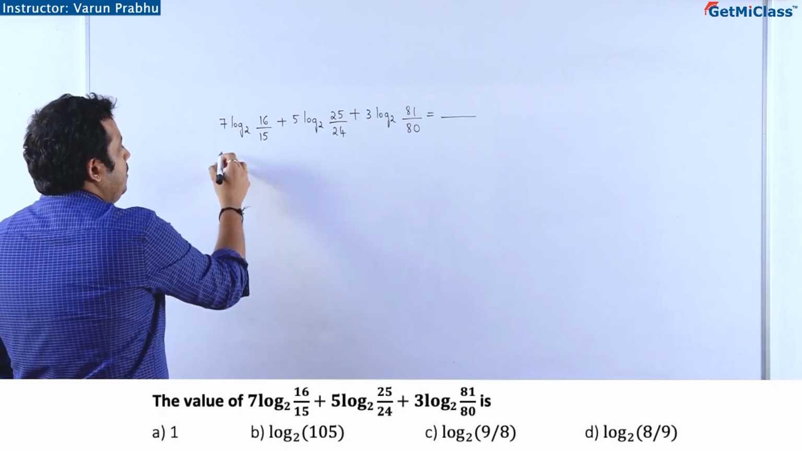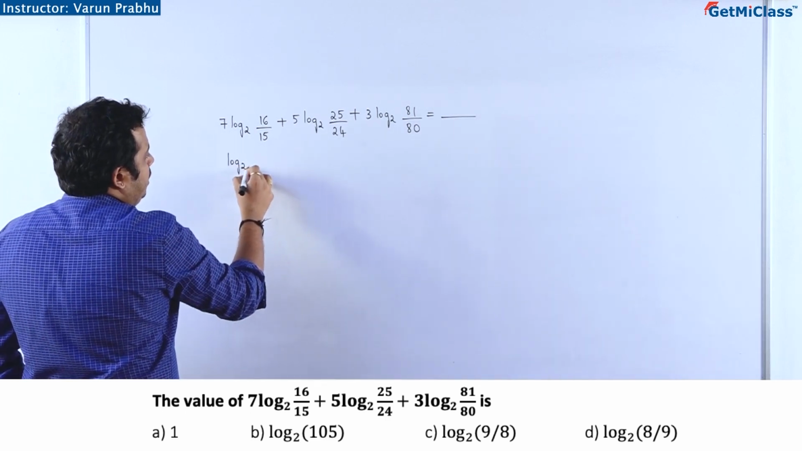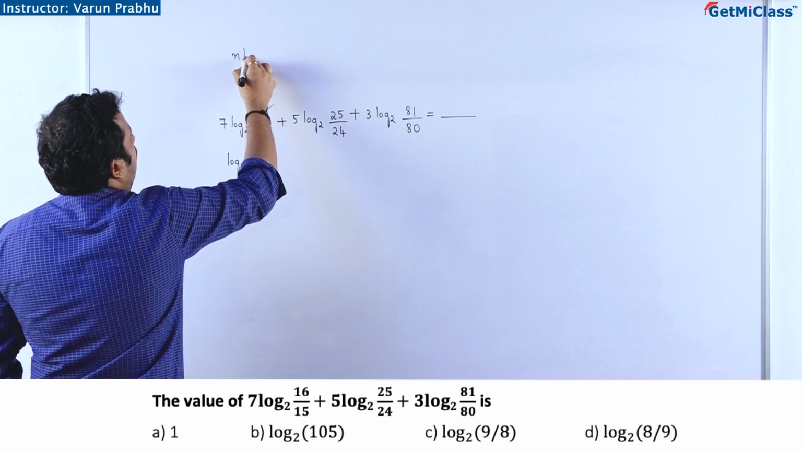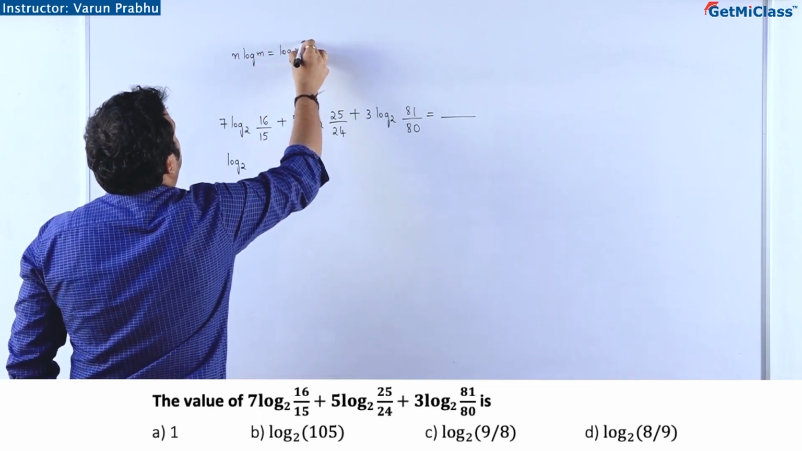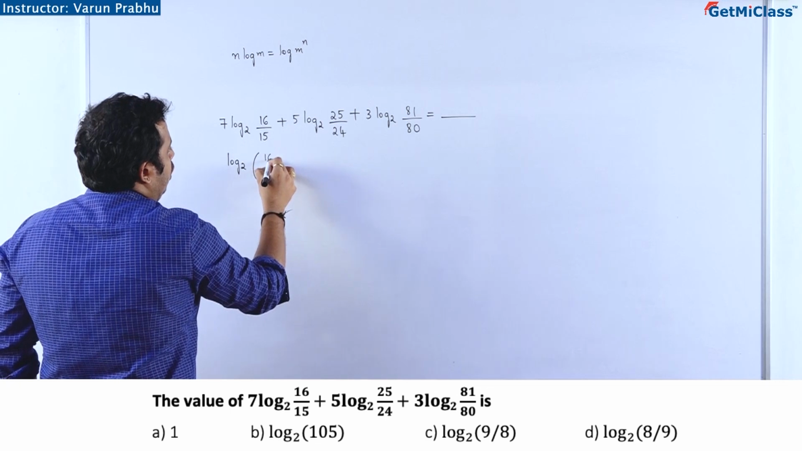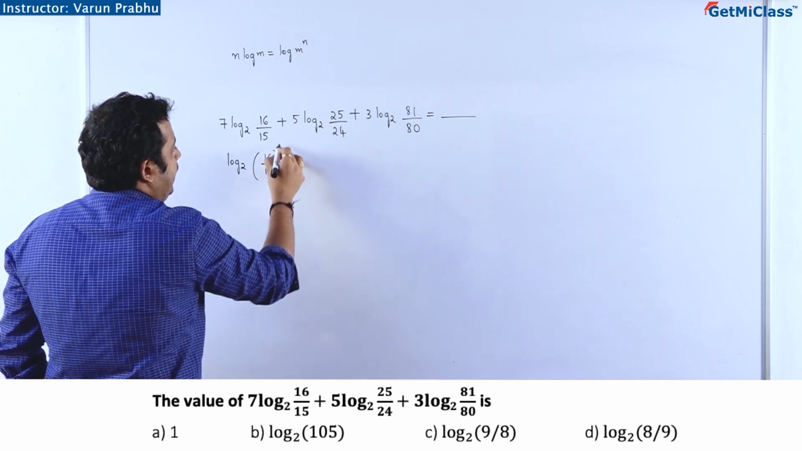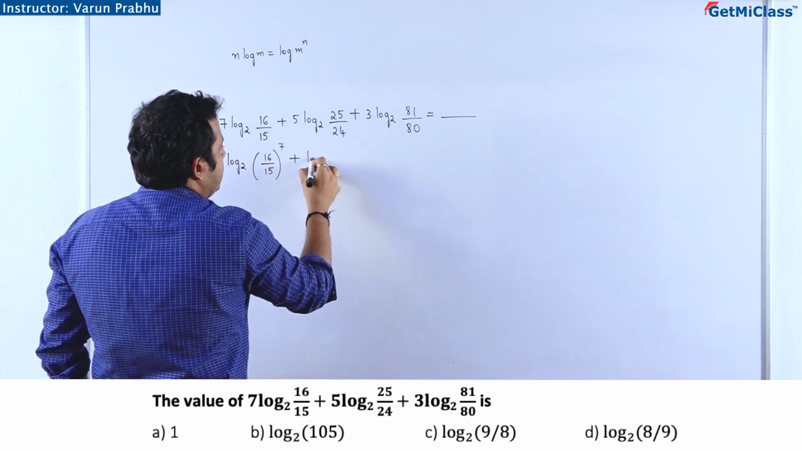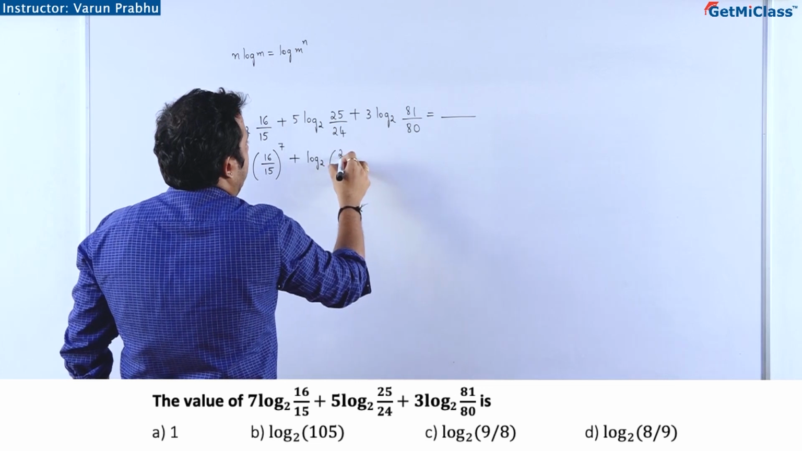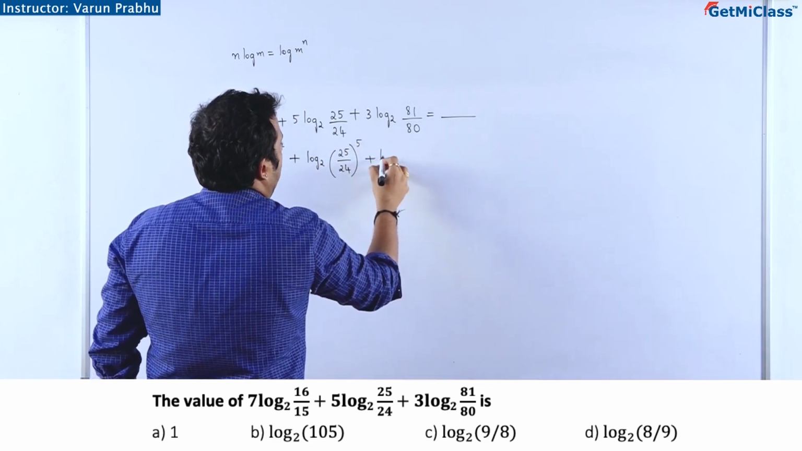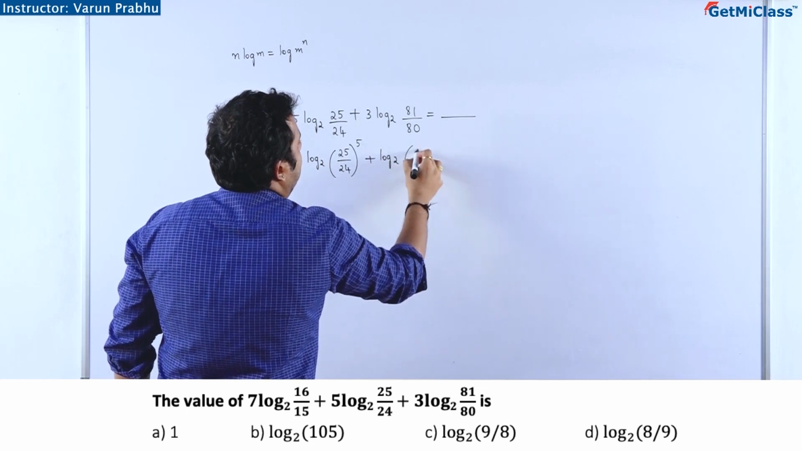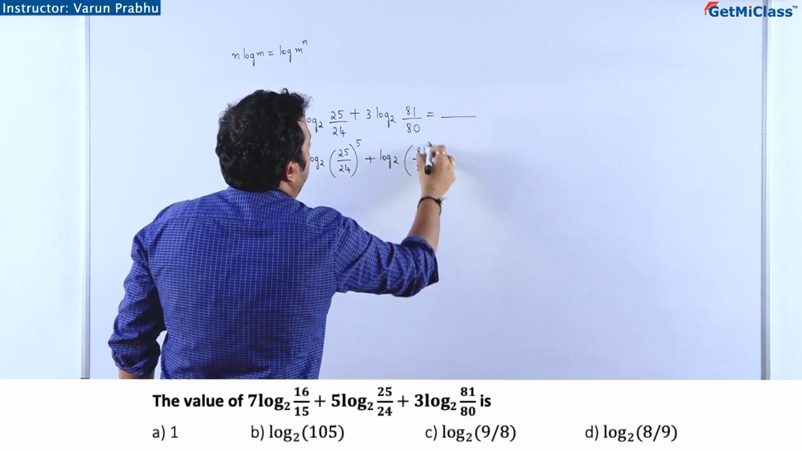If you look at this question, I can say this as log to the base 2. See, n log m, we have seen in the synopsis, right? n log m is equal to log of m power n. So I can write log to the base 2 of (16/15)^7 plus log to the base 2 of (25/24)^5 plus log to the base 2 of (81/80)^3.